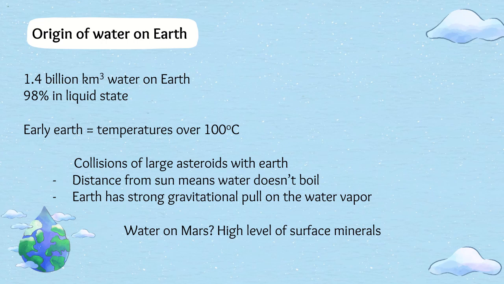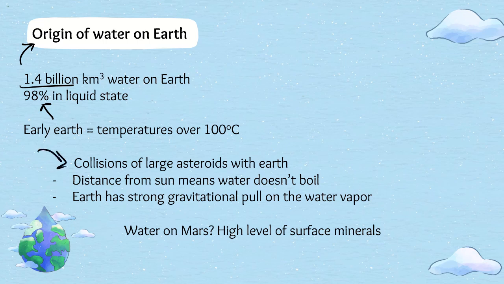We're going to wrap up here with a look at the origins of water on Earth. How did water get here and how did it stay? We have 1.4 billion cubic kilometers of water on Earth. 98% of it is in liquid state. The very, very early Earth was really hot. Water would have just boiled away. So any water that we started with would not have stayed. So how did water get back here after the Earth started to cool down?